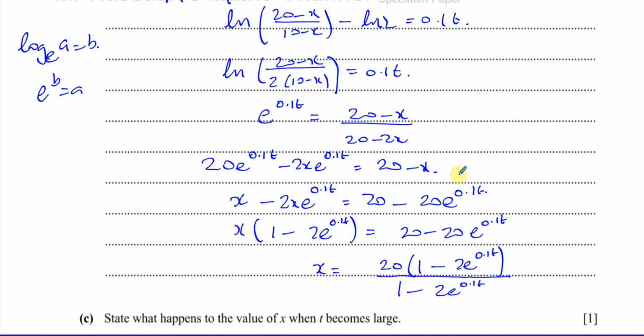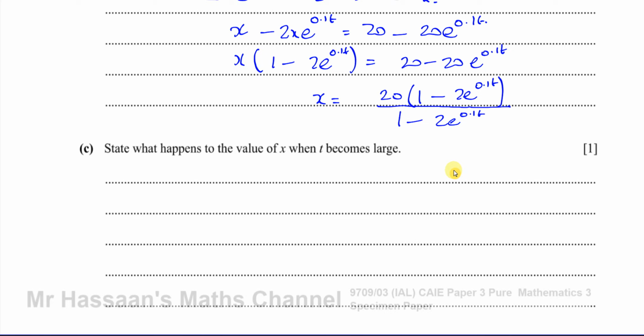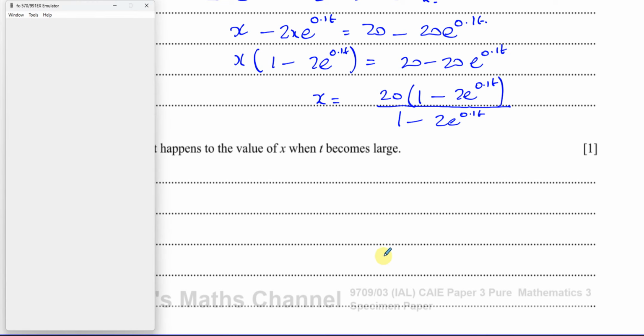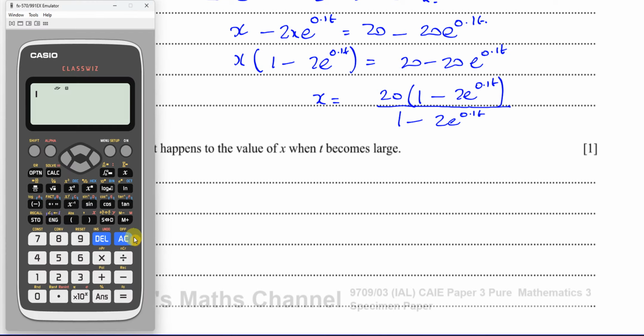Then part C says state what happens to this value of x when t becomes large. It's only worth 1 mark, so you just have to write down the value that it approaches. What we can do here is a nice little trick, and then I'll explain the actual algebraic way of dealing with it.